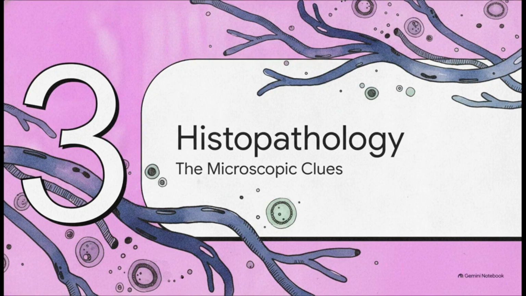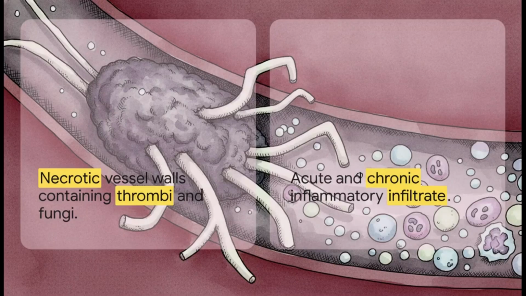Okay, Section 3, Histopathology. Let's dig into the microscopic clues. When you examine a biopsy of this tissue under the microscope, you are essentially looking at a microscopic war zone. On one side, you've got this massive necrotic destruction of the host tissue. You'll specifically see these necrotic, dying vessel walls that are completely choked with intraluminal thrombi and just packed with invading fungal organisms.